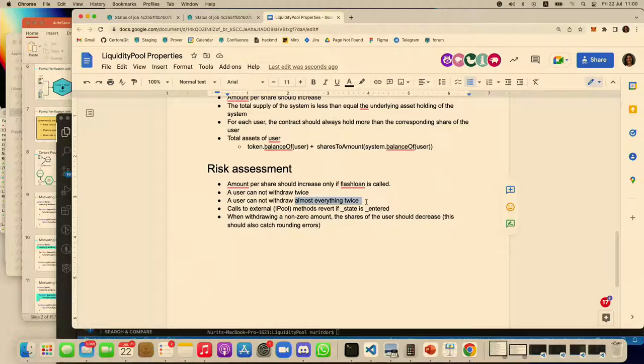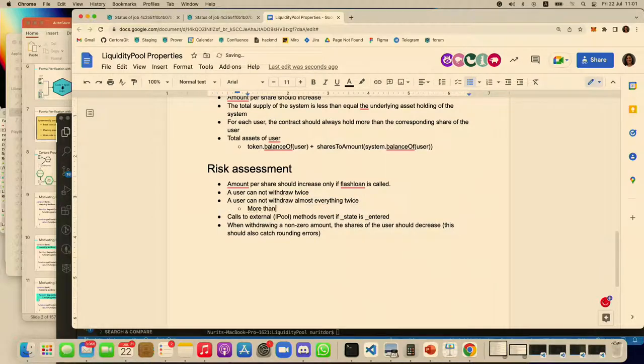Many times we get requirements that want us to check that the price shouldn't change drastically. We always find counter examples. So if you say, if I withdraw more than half twice, that's an issue, right? We can just define this as more than half, but let me think about it, because what's half? There is the rounding issue. Yeah, if you do greater than half twice, I think it should be fine.